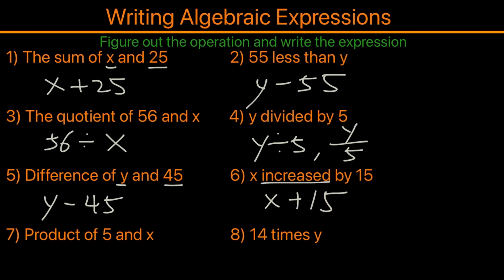For number 7, product of 5 and x. So product is multiplication. So multiplication of 5 and x is 5 times x, or 5x. For the 8th example, 14 times y. Times is multiply, so it will be 14 multiplied by y. So these 8 examples are one-step algebraic expressions.